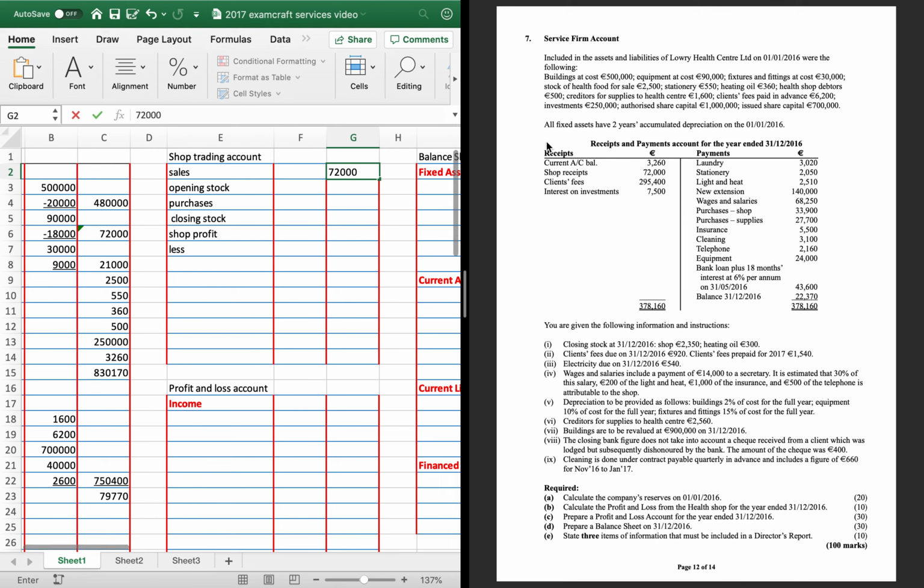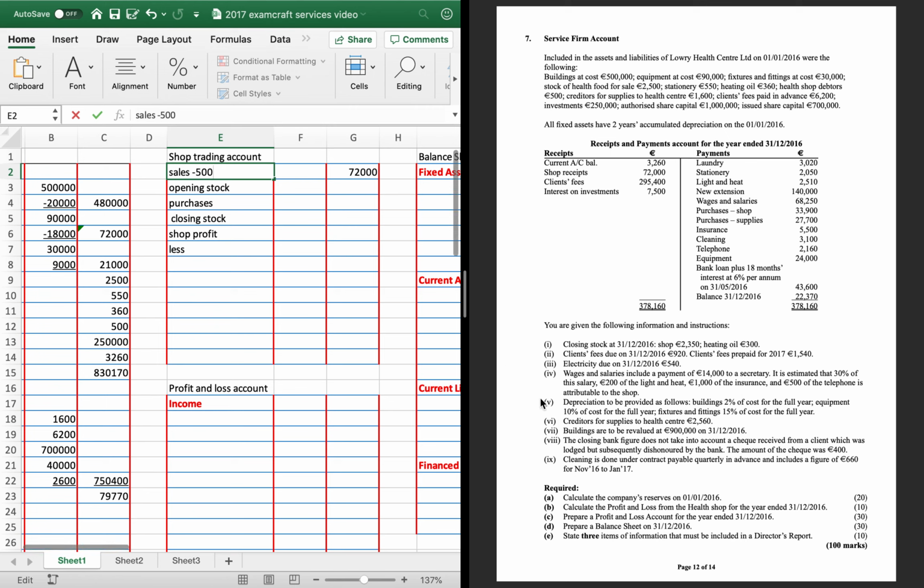However, hopefully when you were doing the question, you saw this health shop debtors 500. So that's from last year. Like in club accounts, you take away your debtors at the start of the year. Well, this is no different. Anytime there's debtors at the start of the year, you take them away from sales. So in this case, you're going to have to take away 500 from the start.